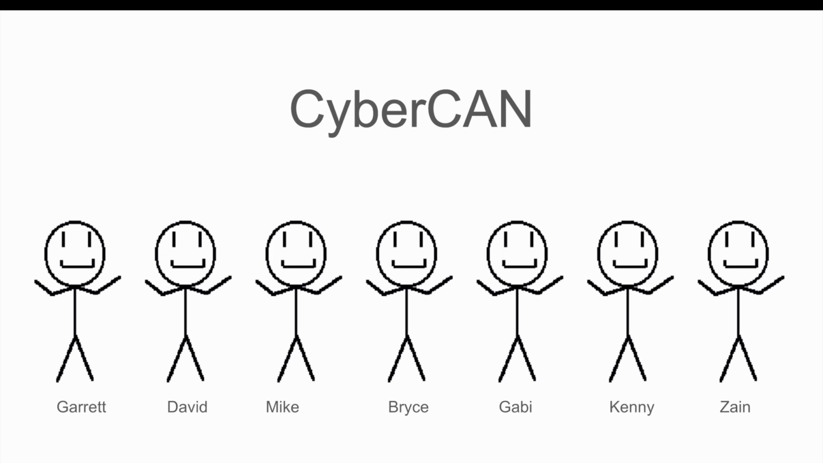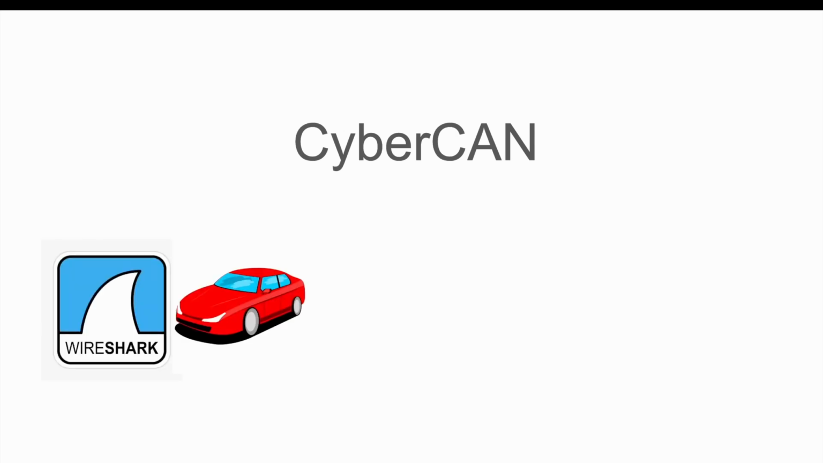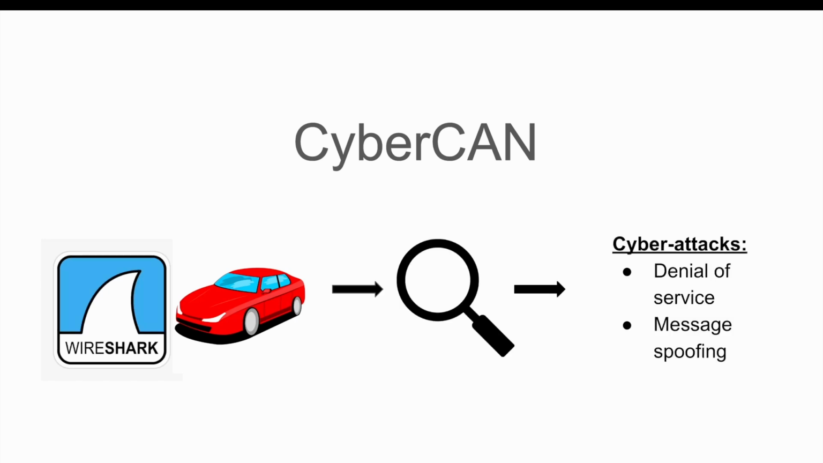Our team, consisting of Mike, Gabby, David, Kenny, Garrett, and Zane, worked together over the past few months to develop a software system called CyberCan. CyberCan is a Java-based tool designed to monitor and analyze CAN bus traffic in vehicles. You can think of it like Wireshark, but specifically for cars. We wanted to help developers, technicians, and even manufacturers detect cyber attacks, such as denial of service and message spoofing.